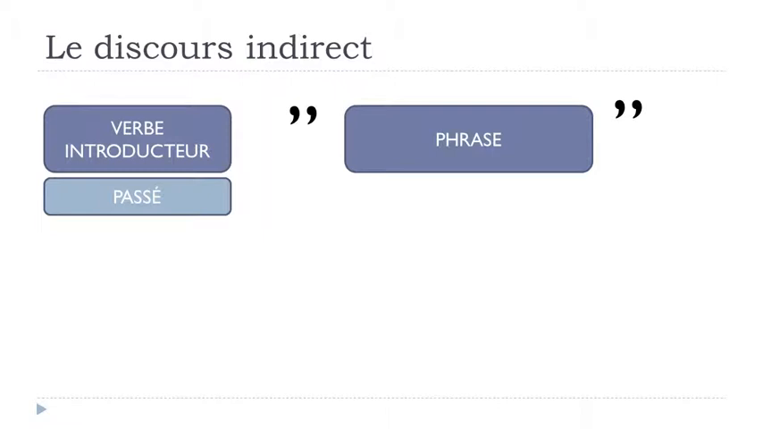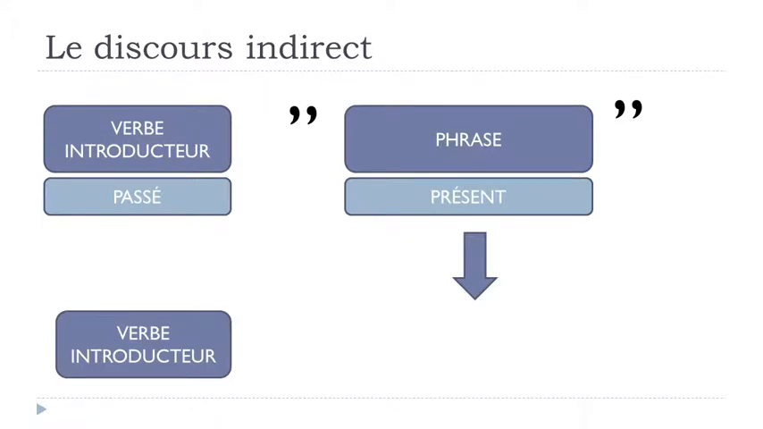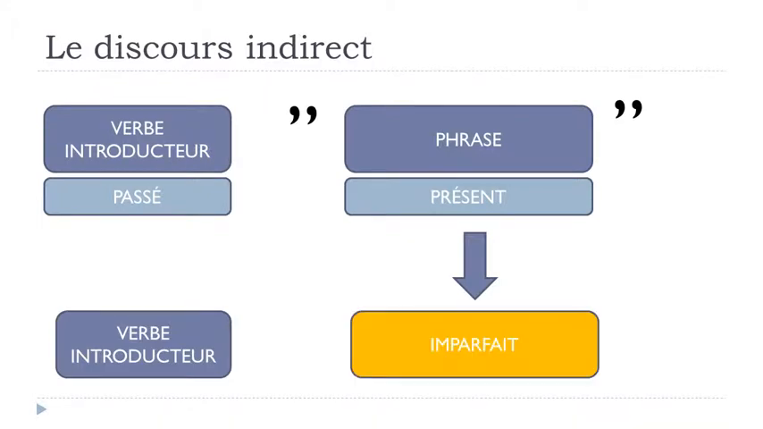Okay? So the first example is if we've got this verbe introducteur at the past form, okay? And for all the examples, I will put this first part at the passé composé. Okay, so it will be easier that way. Okay, so if we've got the second part here at the présent, well, this part will have to change, and the verbe introducteur will stay the same, but this présent form will be at the imparfait.